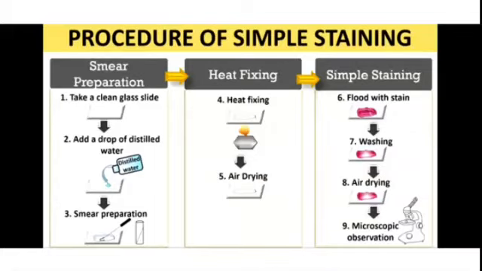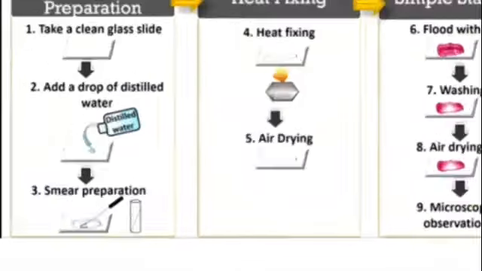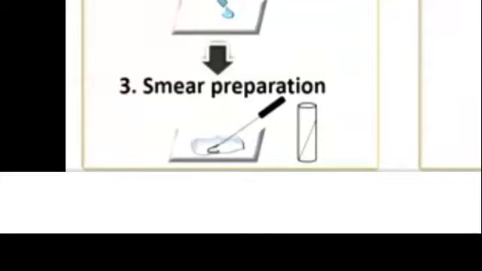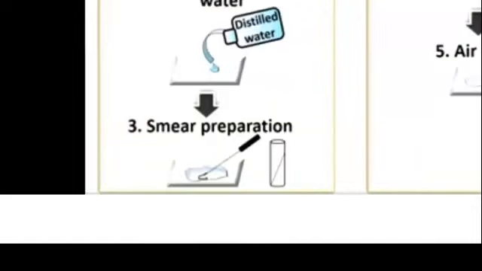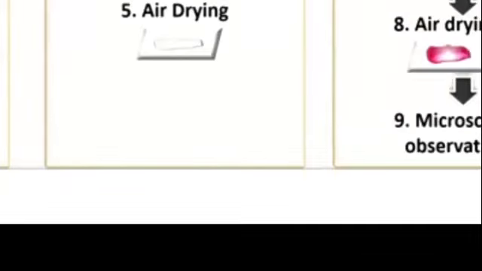So smear preparation is done. What you have to do, you have to take a glass slide, add a drop of distilled water, and along with this distilled water, you will inoculate the specimen. So you will inoculate the specimen with the inoculation loop and you will spread it on the slide. And once the smear is prepared, then you will take it for the heat fixing step.